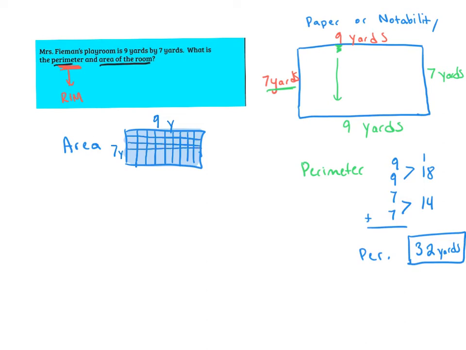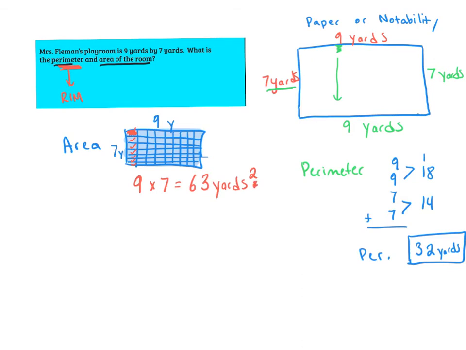1, 2, 3, 4, 5, 6, 7. I need to figure out how many squares would be covered there. Remember, the quick way we could do that would be, because I don't want to count all these little squares, 7 plus 7 plus 7, 9 times. I could just do 9 times 7 to get 63 yards squared. Remember, it's 2 directions. It's length times width. We're covering an area, so we need that label in there.